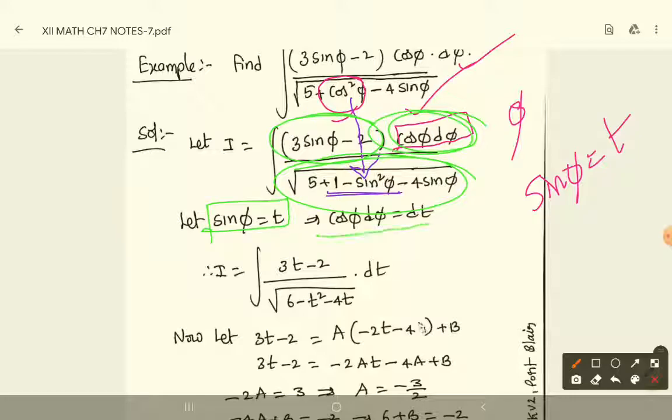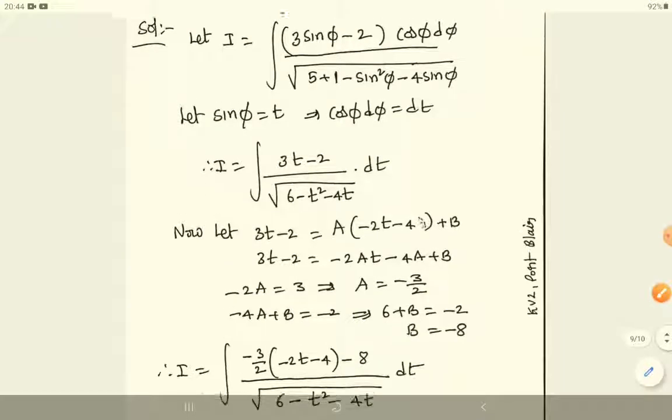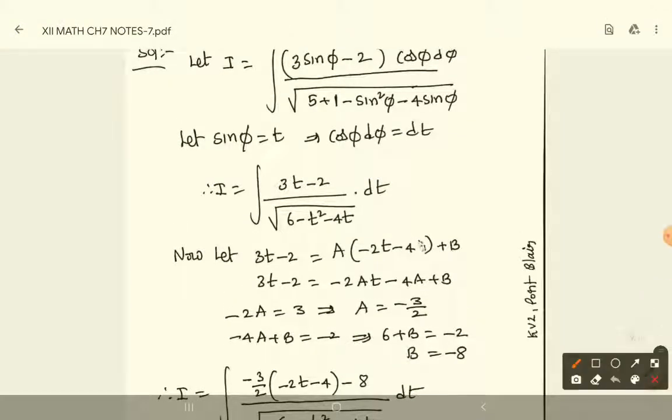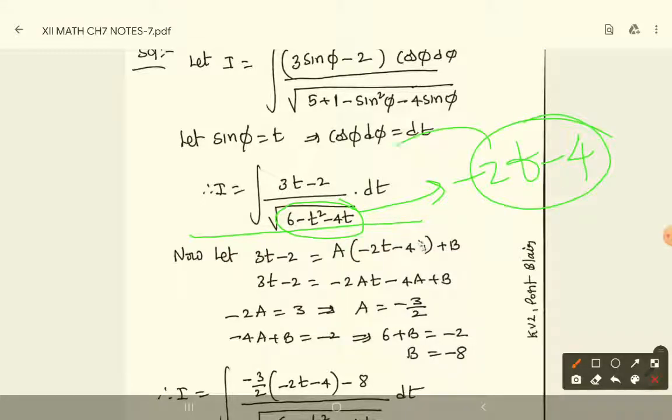So cos phi d phi is equal to dt. So you get (3t minus 2) by root over (5 plus 2t minus t square minus 4t, that is 6 minus t square minus 4t) into dt. Now look, this has the form of a linear expression by root over a quadratic expression. Now what is the derivative of the quadratic? Minus 2t minus 4, but it is not present here, no?